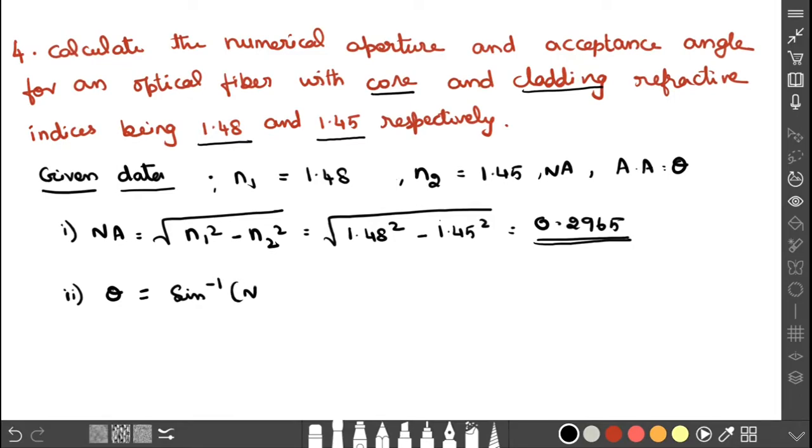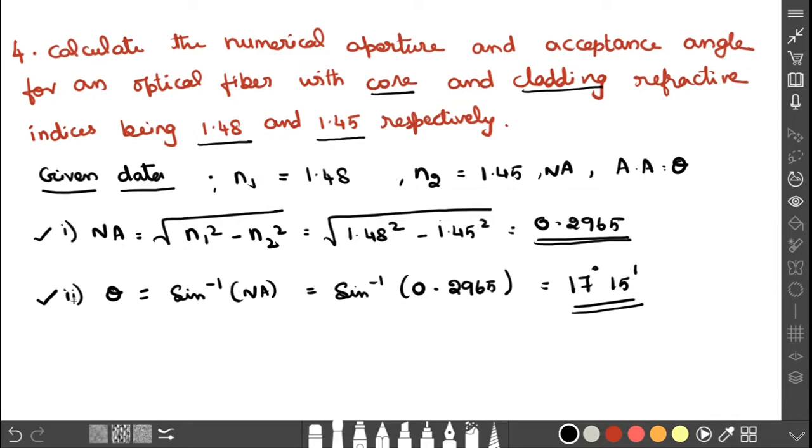So what is the NA value? Finally we got sine inverse of 0.2965, right? So we will get the answer of 17 degree 15 minutes. Okay, so numerical aperture as well as acceptance angle we calculated. Numerical aperture has no unit. For angle, degree is the unit. So 17 degree 15 minutes, right? Next we will see the other problem.